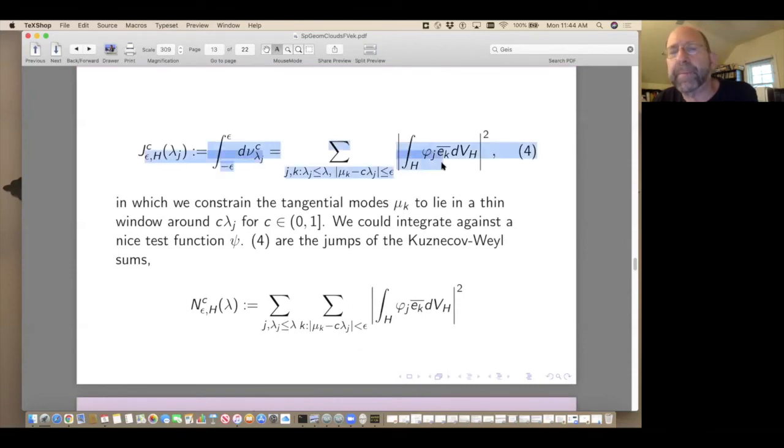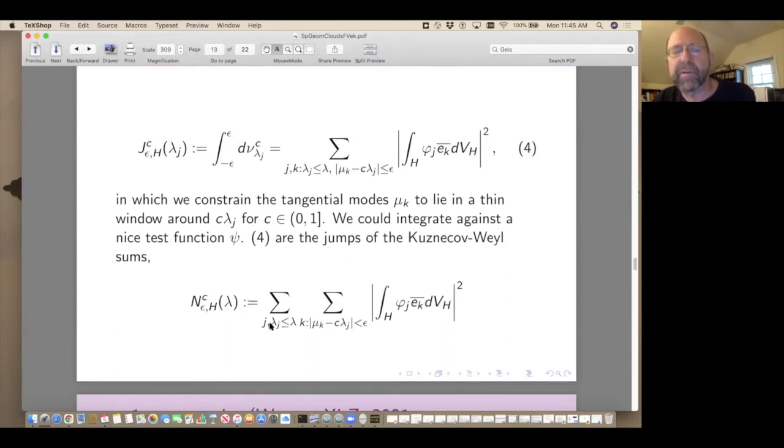These are called sharp sums. It would be somewhat easier. These are jumps. I should not have done this double sum here. Here's where I do it. These are what we call Kuznecov-Weil sums. So here we sum over the eigenvalue lambda j.